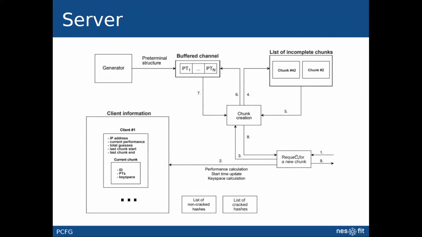The server also maintains information about the connected clients, like which client has what chunk assigned at the moment. It can also be used for live cracking, so the server maintains a list of non-cracked hashes and a list of hashes that were already cracked. As a failure recovery mechanism, it stores a list of incomplete chunks. So in case of a failure, if some node goes down or fails to complete the chunk for some reason, the chunk is saved here and is later reassigned to another node, for example.